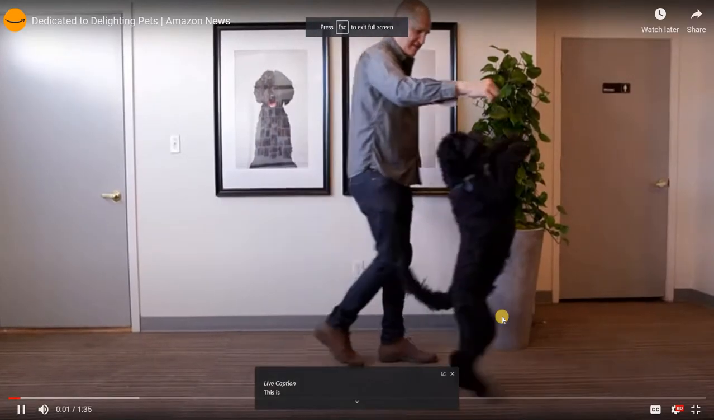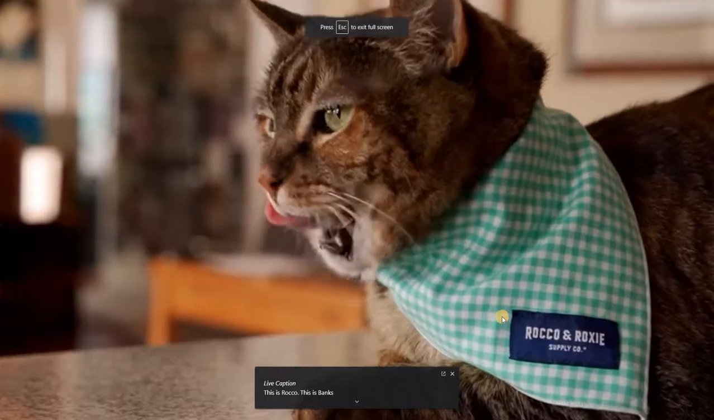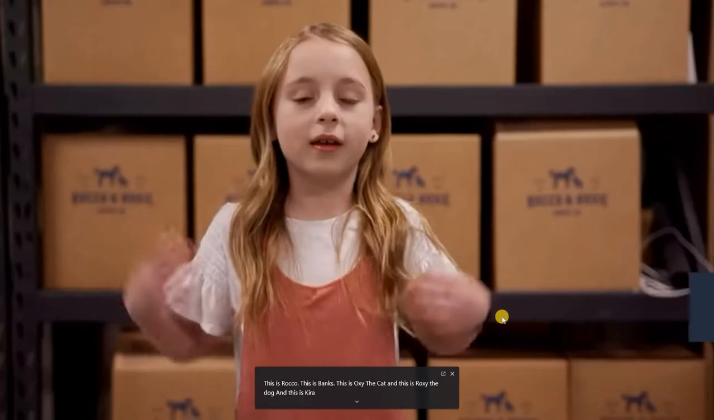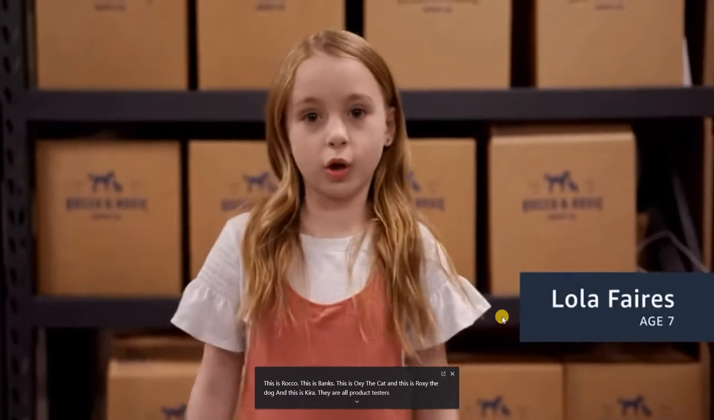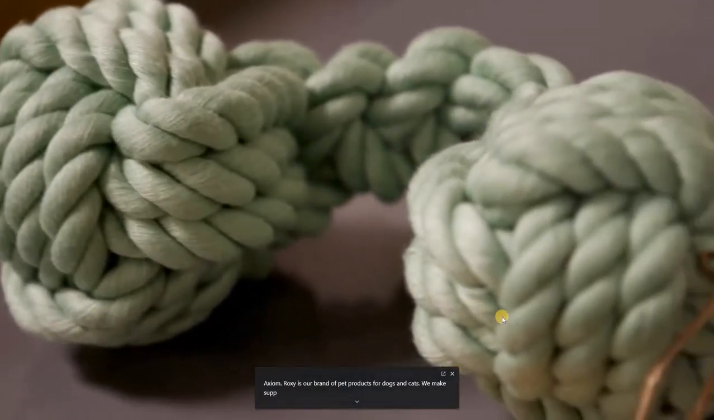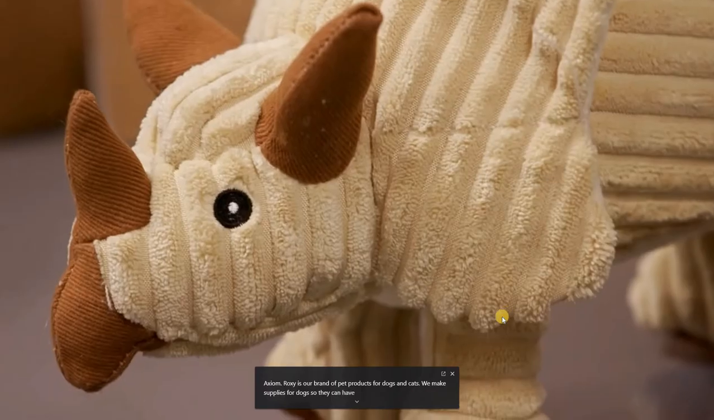This is Rocco. This is Banks. This is Roxy the cat, and this is Roxy the dog. And this is Kira. They're all product testers here at Rocco and Roxy. Rocco and Roxy is our brand of pet products for dogs and cats. We make supplies for dogs so they can have more fun things to do.